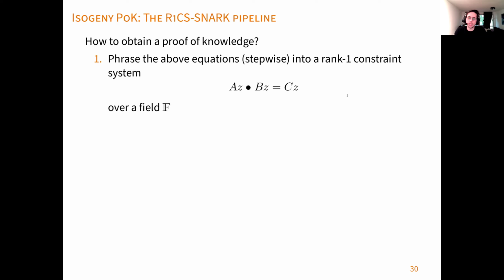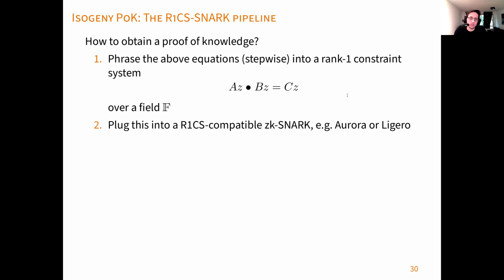And what we need to do is take the two matrix vector products on the left and then take the entry-wise product and check that it's equal to the matrix vector product on the right. And once we have done this and rephrased our system that way, we can just apply a rank 1 constraint system compatible zero knowledge SNARK, two examples being Aurora and Ligero. And we just plug this in, and this gives us a zero knowledge proof of knowledge, which will be both compact and efficient. So essentially, the third step is just that we have profited from all of this.